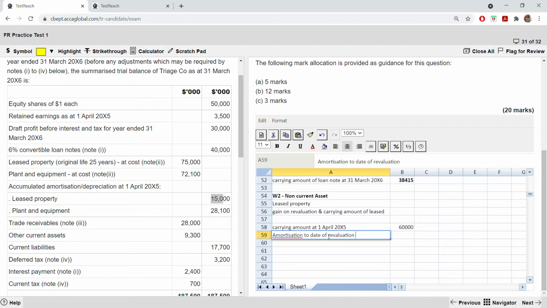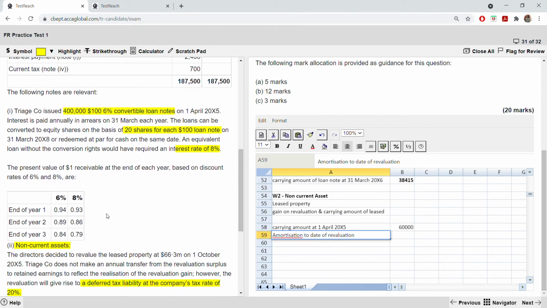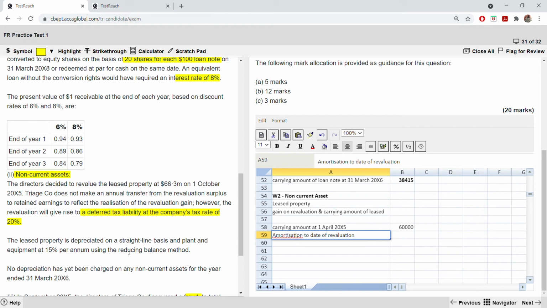When is the revaluation date, by the way? You need to check that. It was on 1st of October 2005. So you need to make sure that you write the date towards it, so this becomes easy for you to take. 1st October 2005.